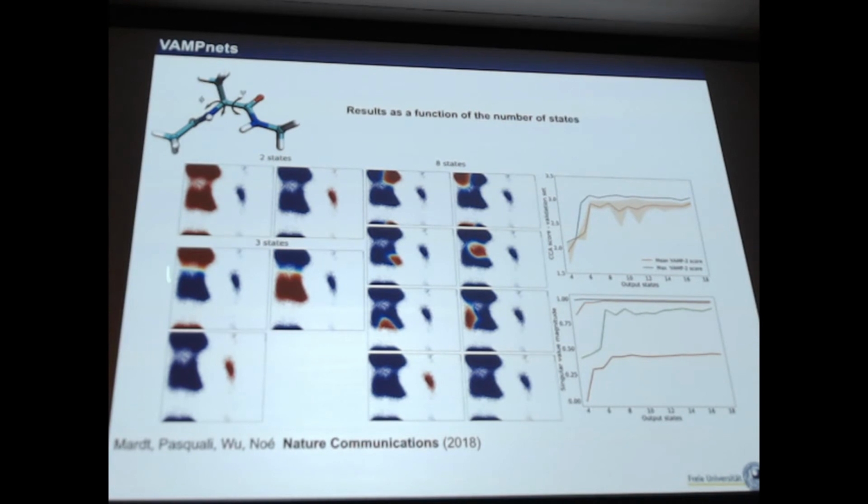This is just for different numbers of states. The size of your output layer controls how many states you get: 2, 3, 8, etc. You can choose this number by maximizing the score, not for the training data, but for the validation data, a held-out data set, because it's a hyperparameter.